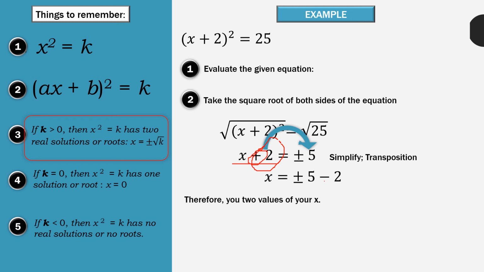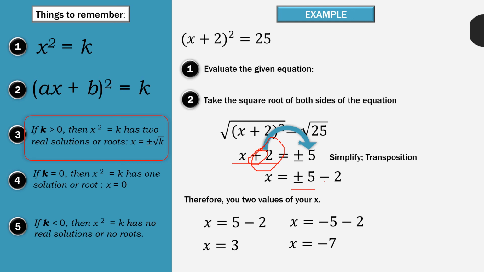Again, since your k is greater than 0, you have 2 values of your x. x is equal to 5. First, we use the positive sign of 5. We use positive 5 minus 2. That is equal to 3. And the other one, we use the negative. So, x is negative 5 minus 2, which is equal to negative 7.